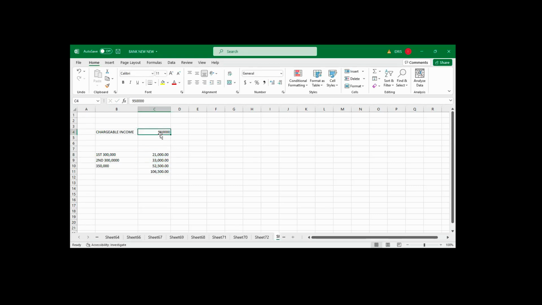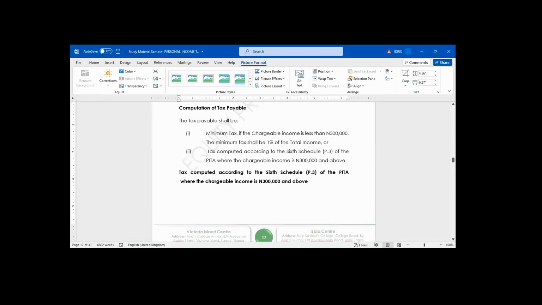But can I ask a question again? If my chargeable income is 250, what do I use? 1%. Minimum tax. 1% of what? No, I will not use 1% of chargeable income. Let me take you back to the notes. I will use 1% of total income.